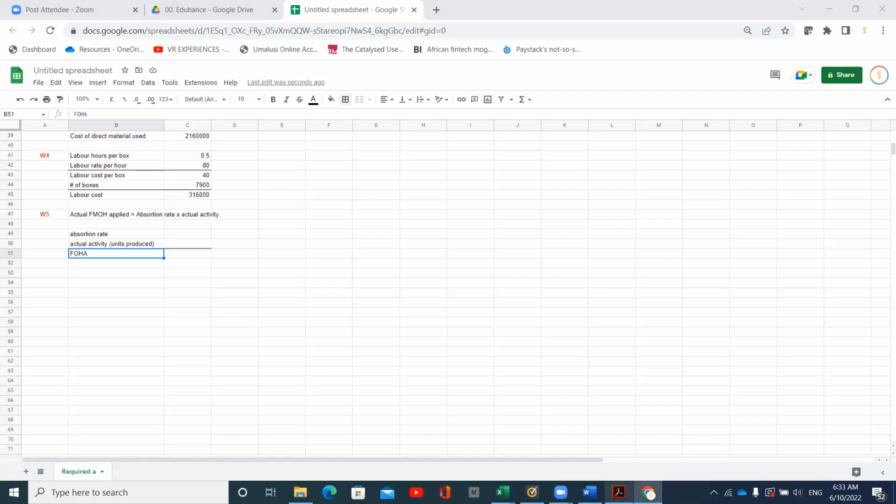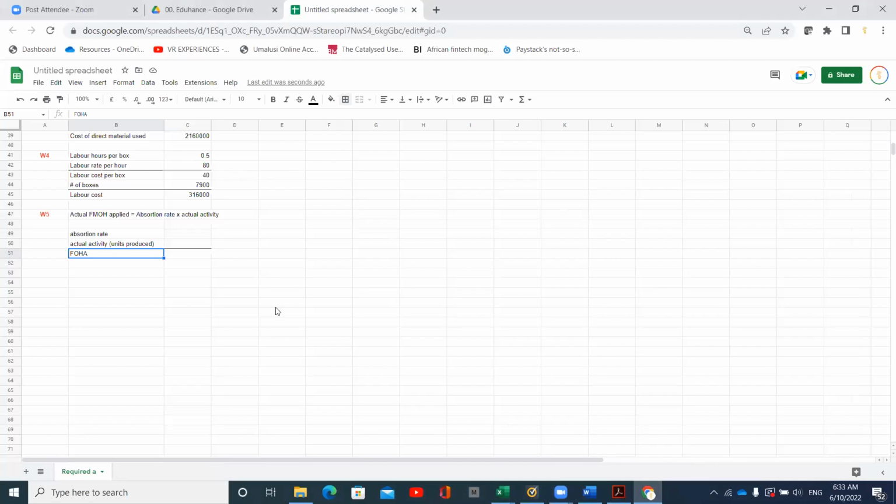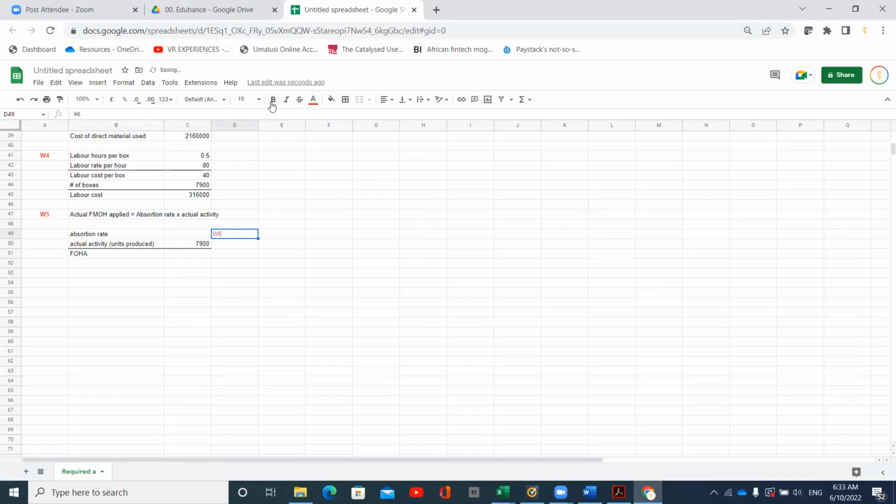So actual units produced is 7,900. Okay, so we know that. Now we need absorption rate. The way we calculate absorption rate is as follows. So once again, I'm going a long route just so you can see how things are done. But basically, I'll explain to you now how you could have done this quicker. I'm just going the longer route, like detailed calculations to help you think.